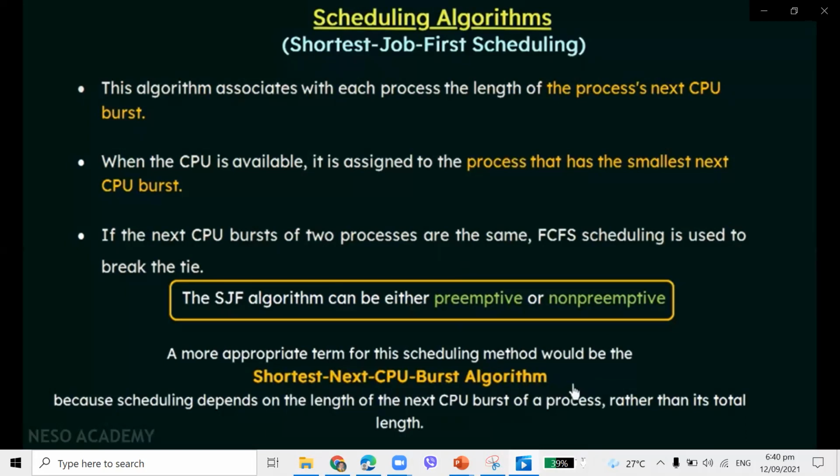But in most of the books that you refer, it will be written as shortest job first scheduling or the shortest job first algorithm. But remember that even though it is called like that, it is actually a shortest next CPU burst algorithm. Alright. So since we have seen how it works, now let us see some examples and see how does this SJF algorithm work in case of preemptive and non-preemptive cases.